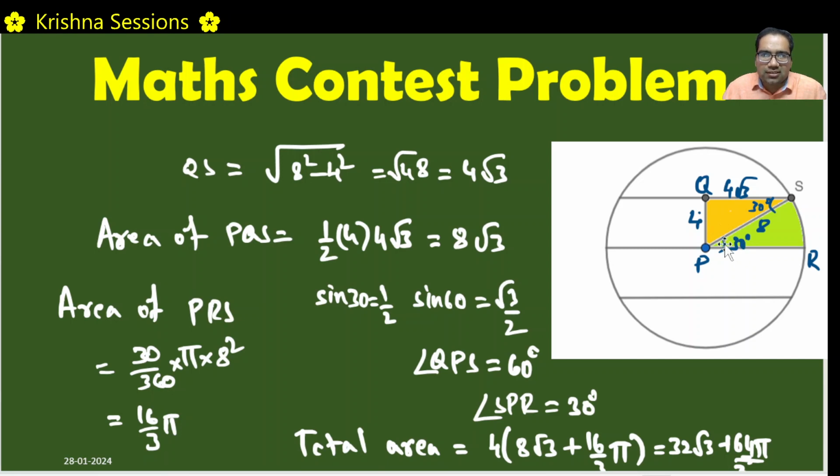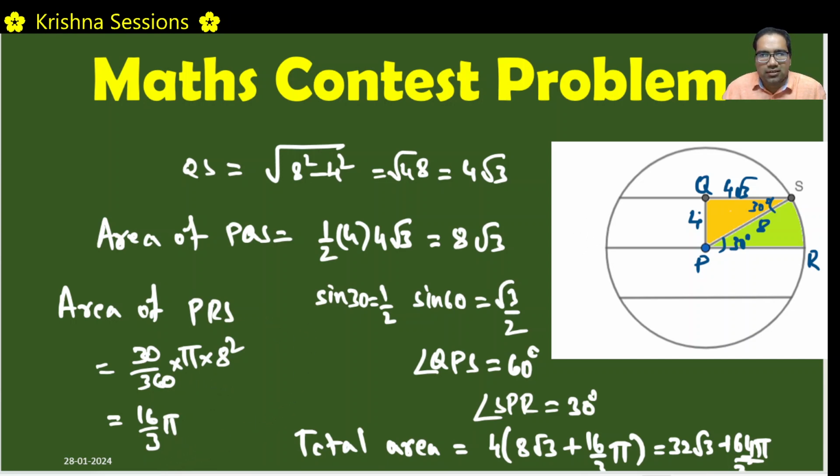Now, if this angle is 30 degrees, what is the area of this pie? It is 30 by 360 into pi r square. 30 by 360 into pi r square, where r is 8. This is the area of this green sector, which when simplified gives 16 by 3 pi.